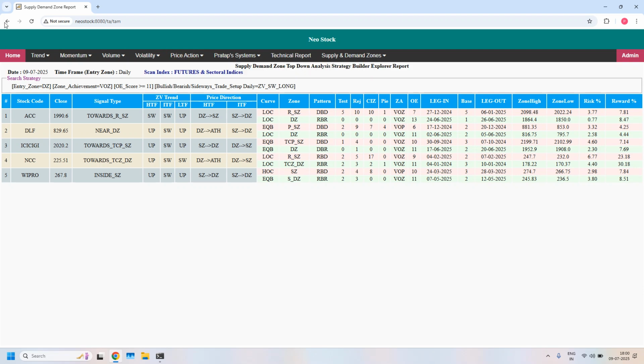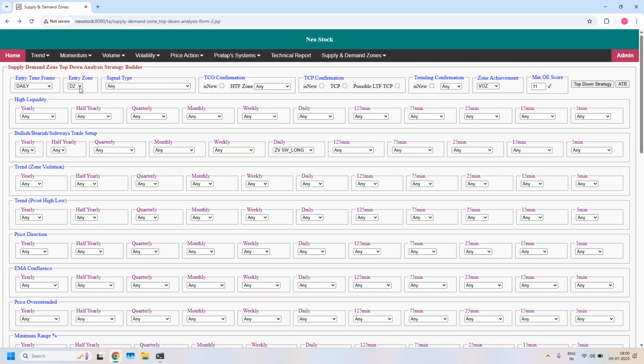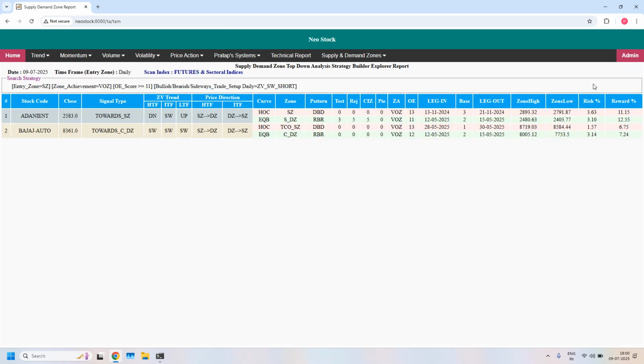Okay, next sideways short trade setup. The changes are daily supply zone and here sideways short. Let me generate. We got two stocks. Monthly income trade, sideways short trade setup, and zones are daily supply zones.